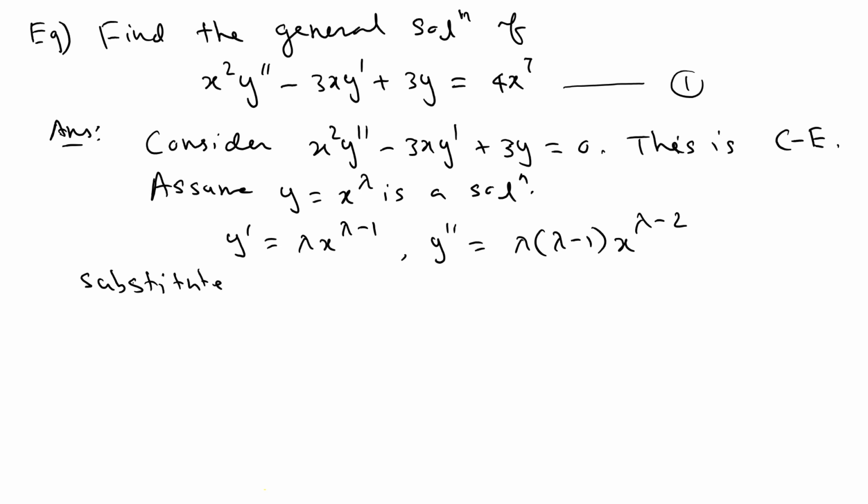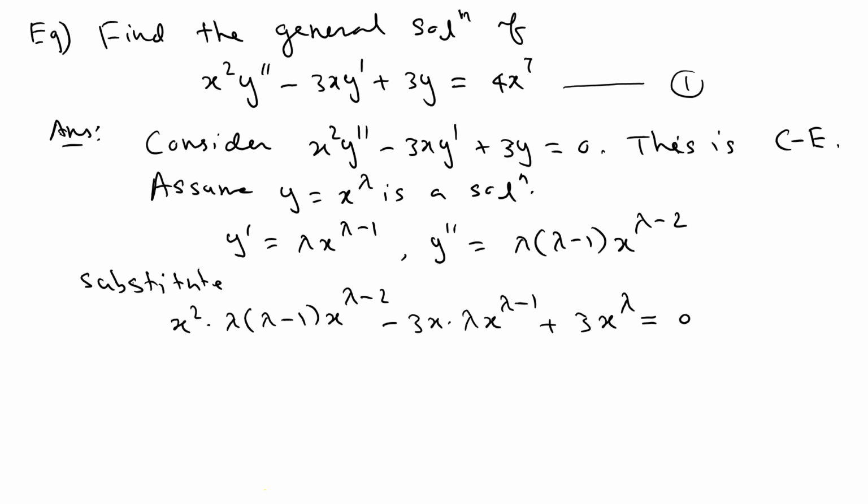If you substitute into equation number 1, we get x squared times lambda times lambda minus 1 times x to the lambda minus 2, minus, because that's what we have, 3x times y prime, which is lambda x to the lambda minus 1, plus 3 times x to the lambda equals 0, because we are trying to solve the homogeneous equation.